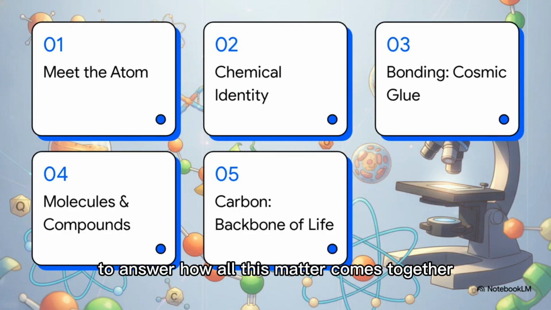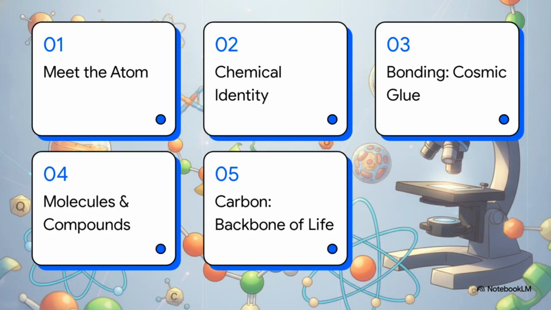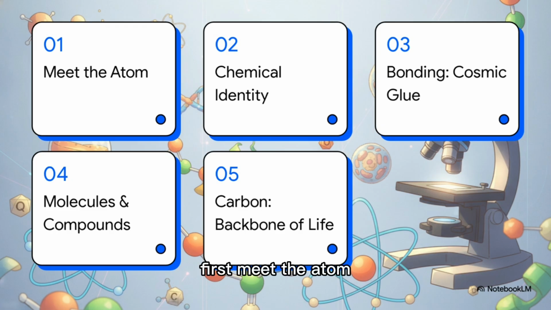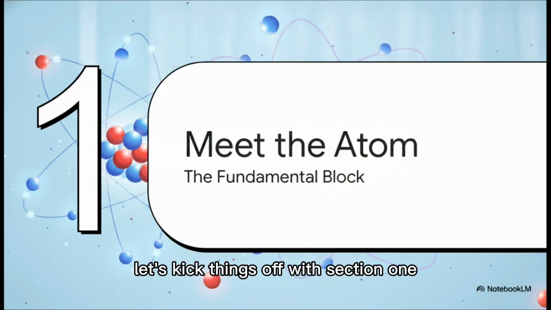Period. To answer how all this matter comes together, we're going to build up our understanding step by step. First, meet the atom. Second, elements, the chemical identity. Third, bonding, the cosmic glue. Fourth, molecules and compounds. And finally, carbon, backbone of life. Let's kick things off with Section 1. Meet the atom, the fundamental building block.